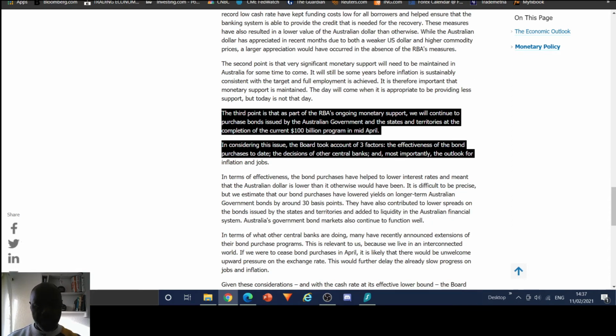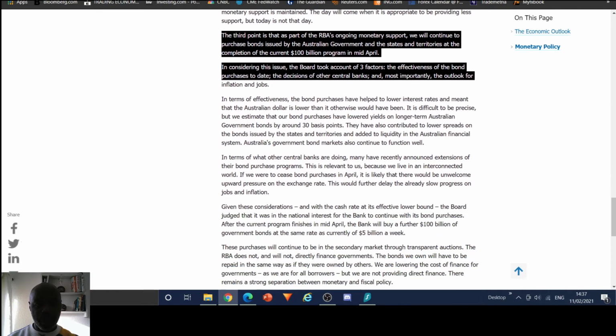The third point is that the RBA's ongoing monetary support will continue to purchase bonds issued by the Australian government and the states and territories at the completion of its current 100 billion program in April. So what they're saying is the current round of bond purchases, which is helping to keep that interest rate low and helping to keep the currency low, will end in April. However, a new round will start after that. Moving on, in considering this issue, the bank has taken account of three factors.